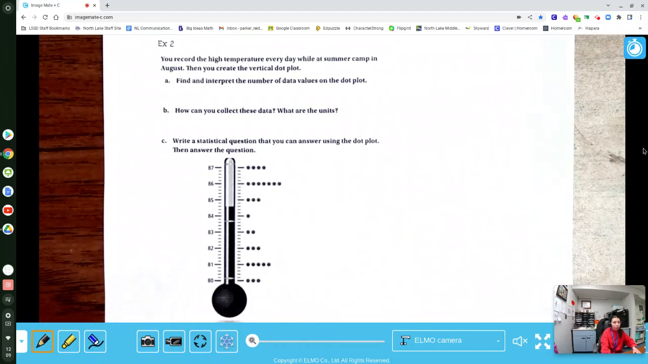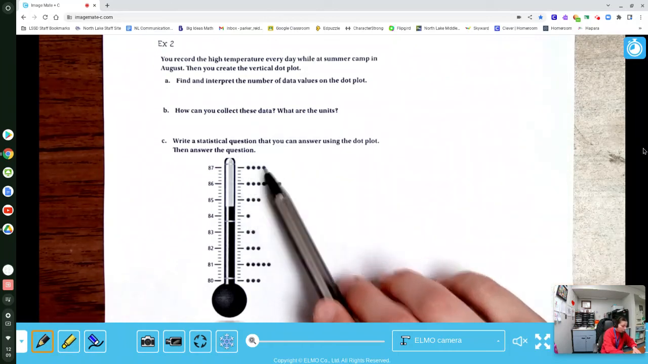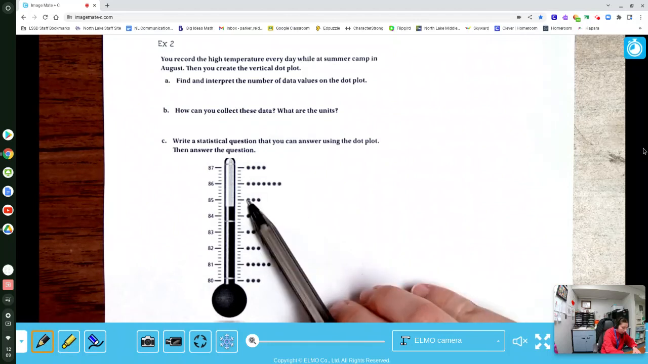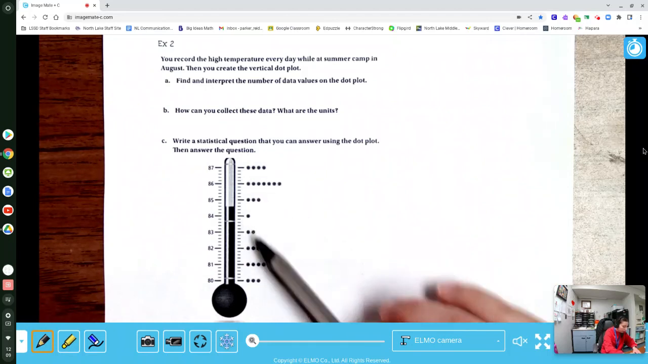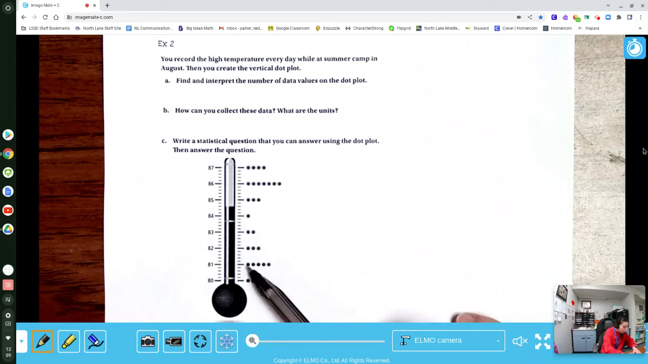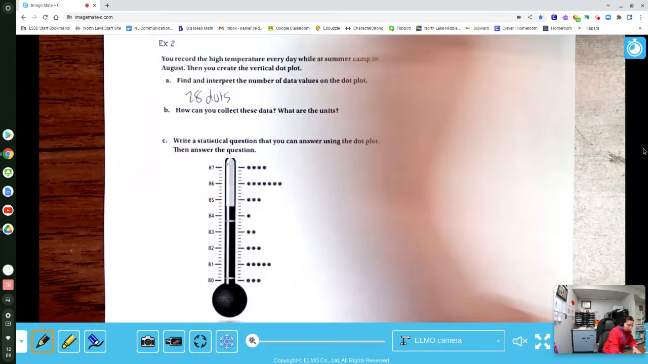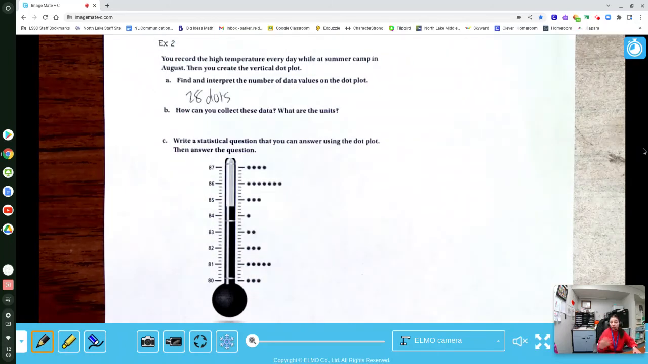So we want to find and interpret the number of data values on the dot plot. First, let's find the number. We're basically just going to count all the dots. 1, 2, 3, 4, 5, 6, 7, 8, 9, 10, 11, 12, 13, 14, 15, 16, 17, 18, 19, 20, 21, 22, 23, 24, 25, 26, 27, 28. There's 28 dots. That means 28 data values.